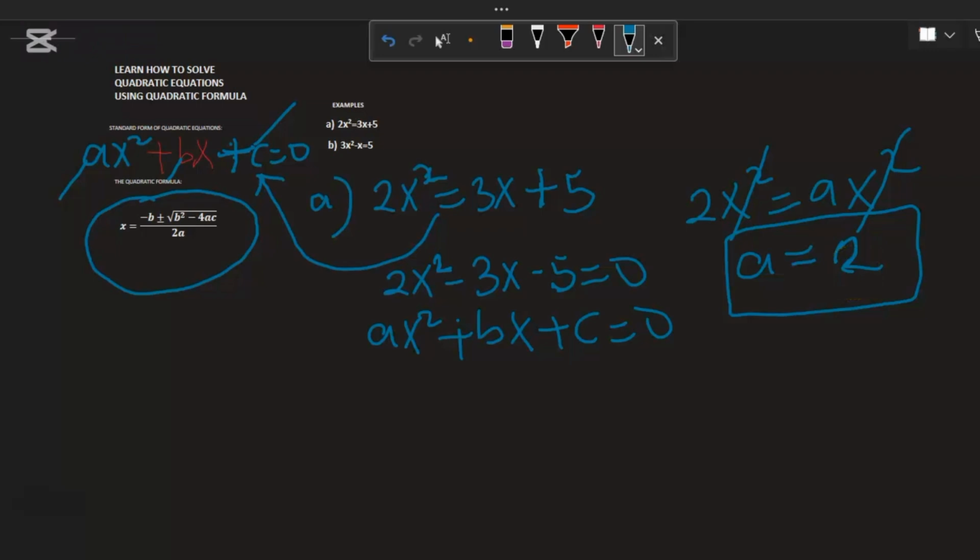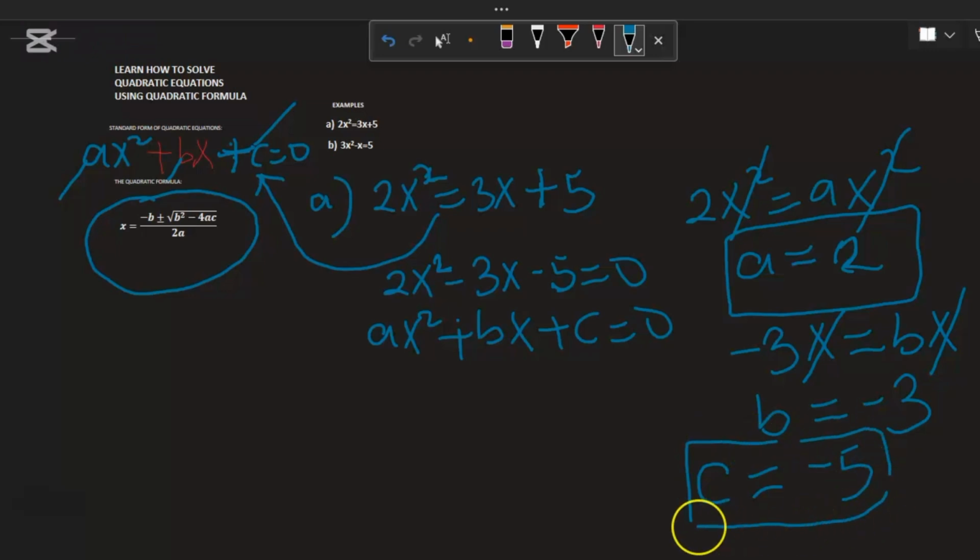Same way we can get b. Do not forget the sign, so it is negative 3x equals bx. So we cancel, then we can say b equals negative 3. We know c is a constant, so c is negative 5. So we have gotten the values of a, b, and c. Now we can proceed by using the quadratic formula.